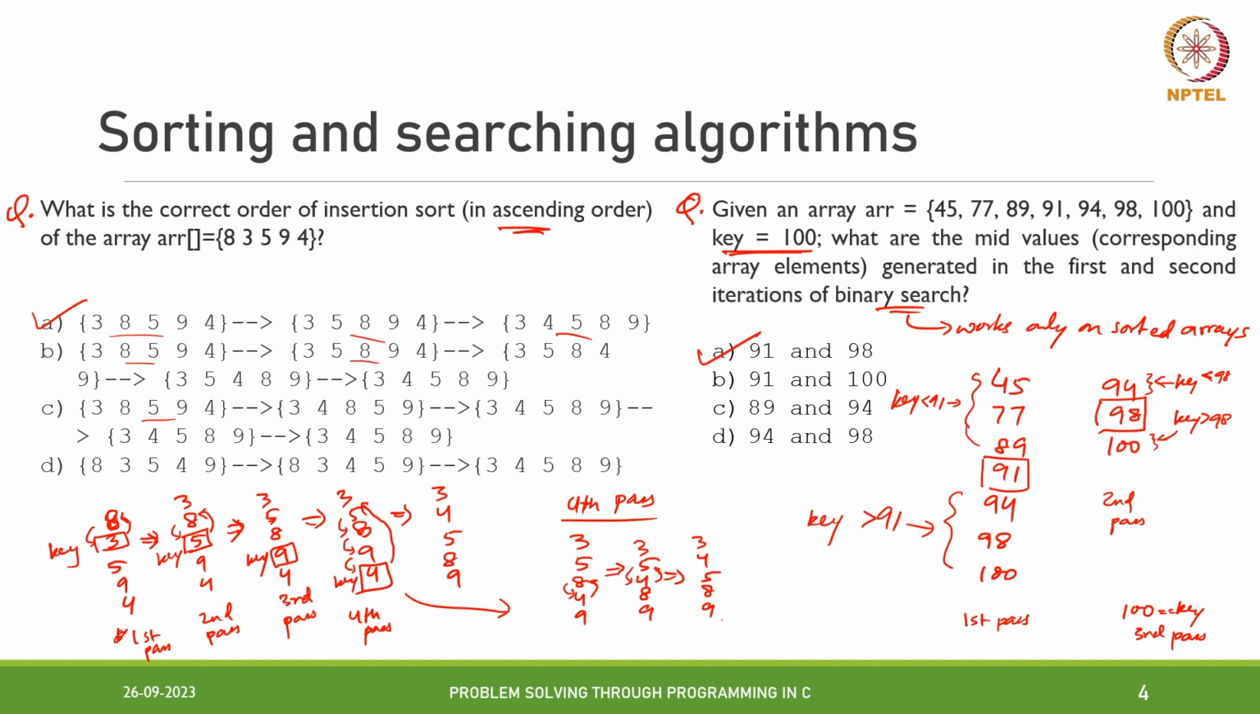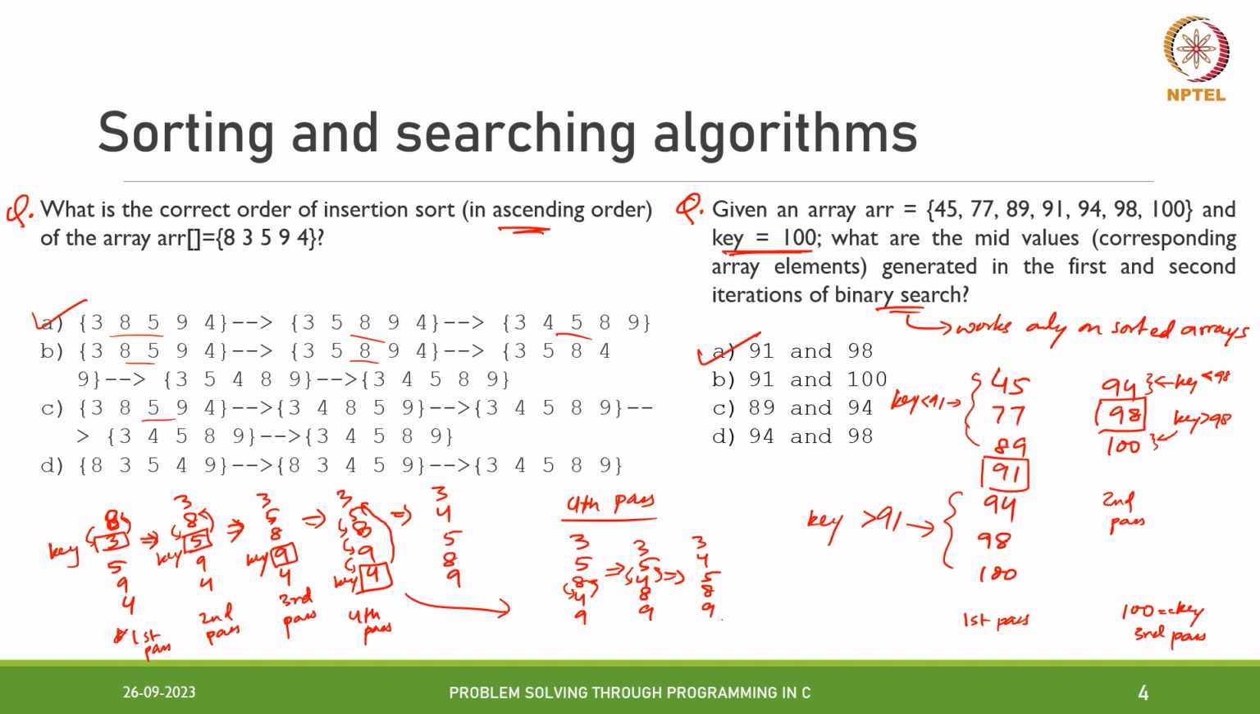Now if it is a sorted array in ascending order, that means all values higher than 91 will occur after 91, right? And all values lower than 91 will occur before 91. So now we found out that our key is actually greater than 91. So if at all it occurs in the array, it should occur after 91. So we only consider the array elements after 91. Those array elements are 94, 98 and 100.